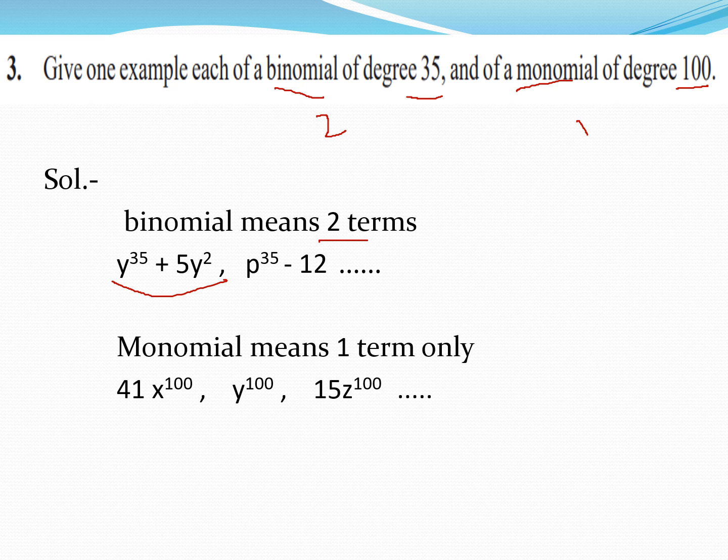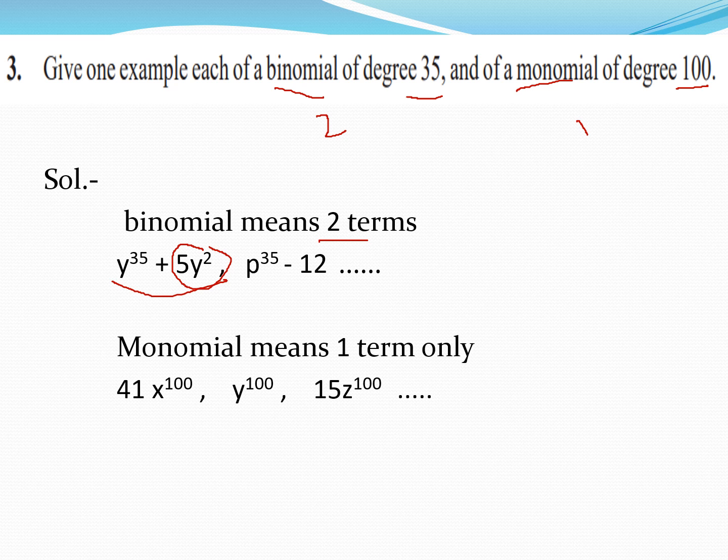So we have written y raised to power 35 plus 5y square. Second term you can take anything, whether constant or a variable with power 1, 2, 3, 4, but it should not be greater than 35 because the degree of the polynomial is 35. So the highest value of the exponent will be 35 only. So I have written the first binomial as y raised to power 35 plus 5y square.